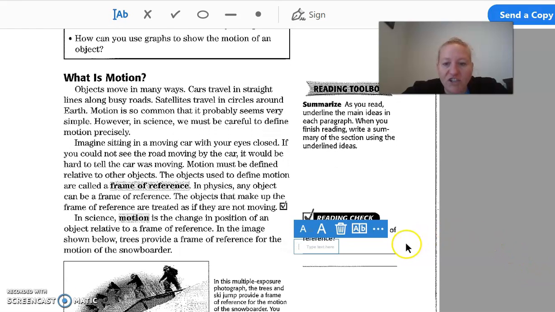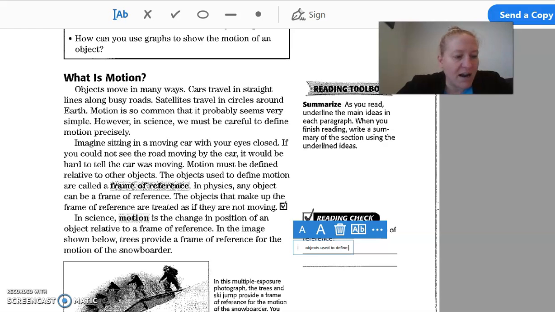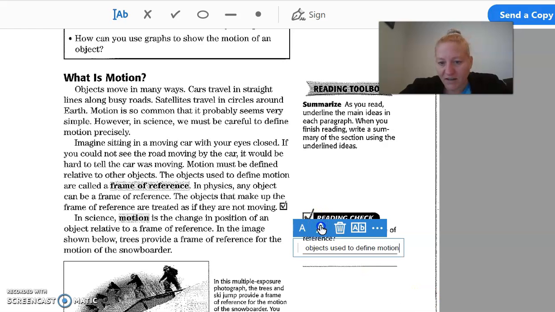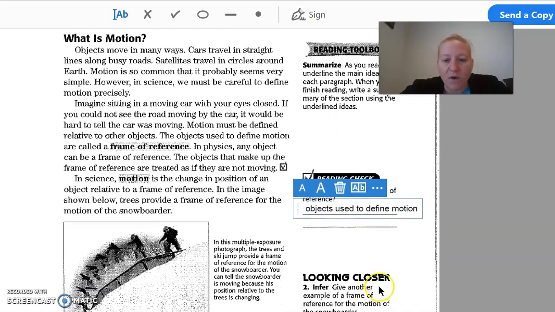All right, so that little check means that we're going to have a reference check. Define what is a frame of reference. So we're going to define that right here. It is objects used to define motion. All right, great. Okay, let's go on.